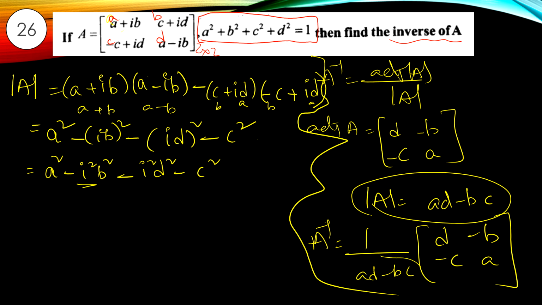From this we can say, for complex numbers, we know i square is equal to minus 1. Therefore i square is equal to minus 1. We can take a square minus of minus plus, since i square is minus 1, so minus into minus is plus b square. Minus, here i square is there, so minus minus 1, and minus of minus is plus d square minus c square. So we already know a square plus b square.